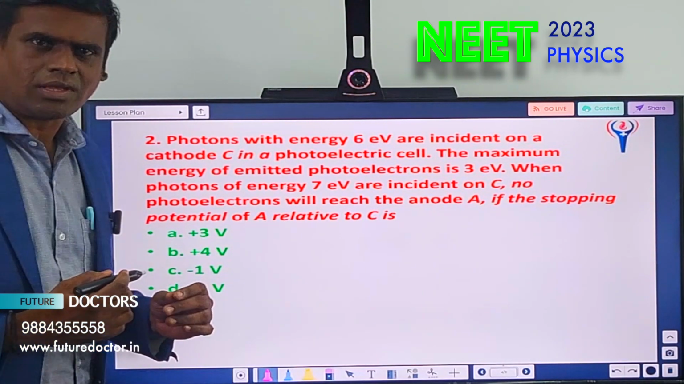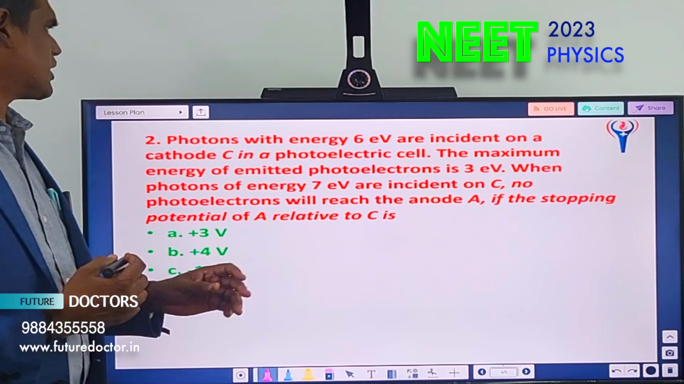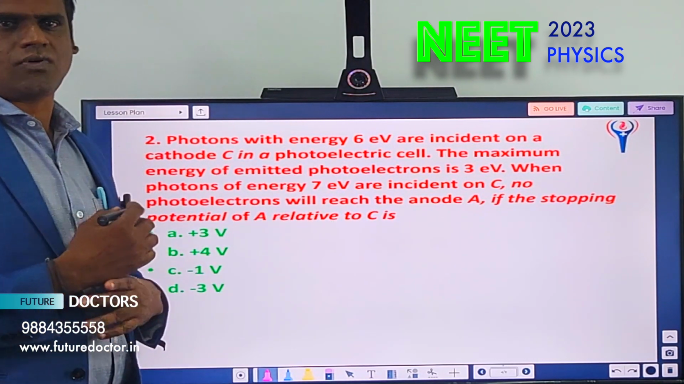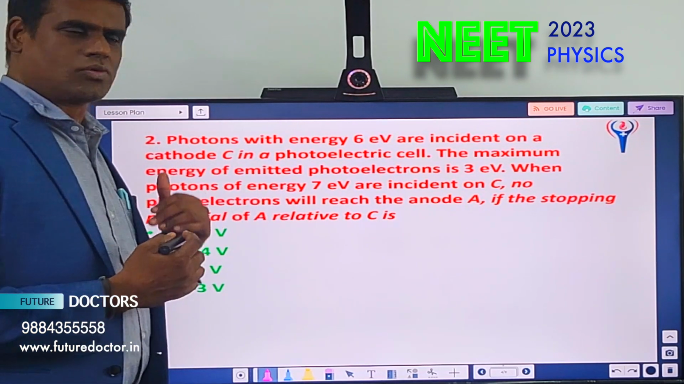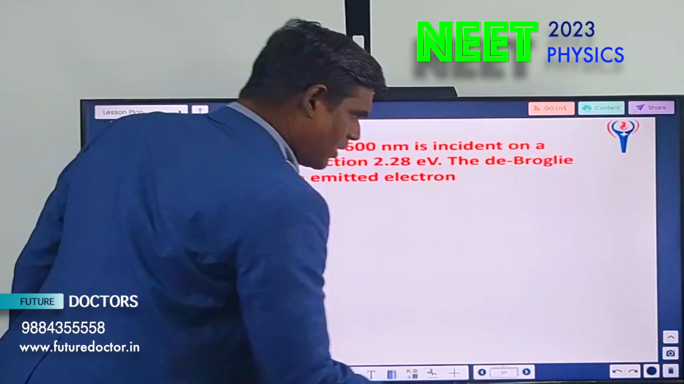Here you should know the formula for stopping potential with respect to energy and work function. By knowing the formula, you will be able to solve it. Let's move to question number 3.